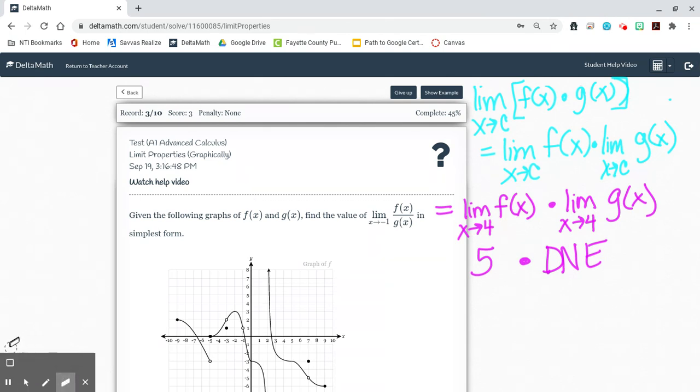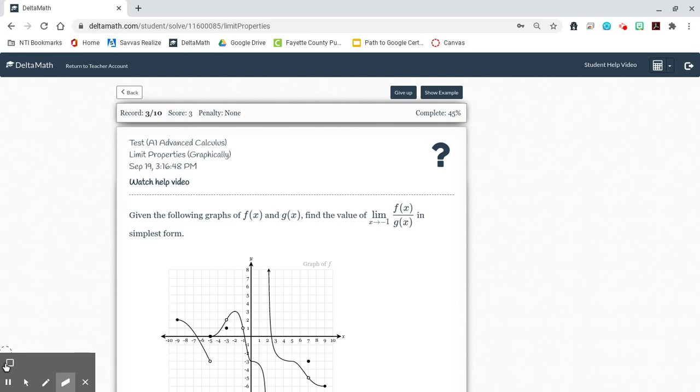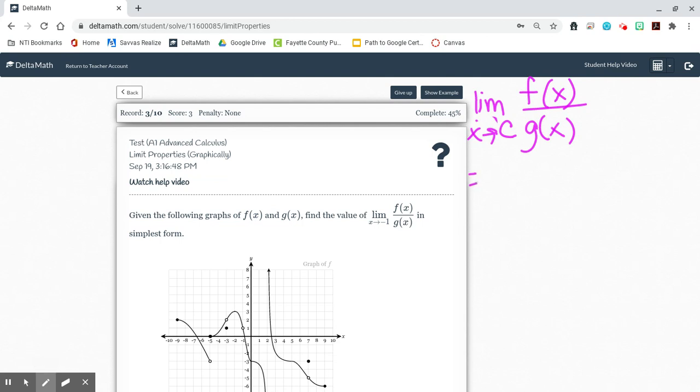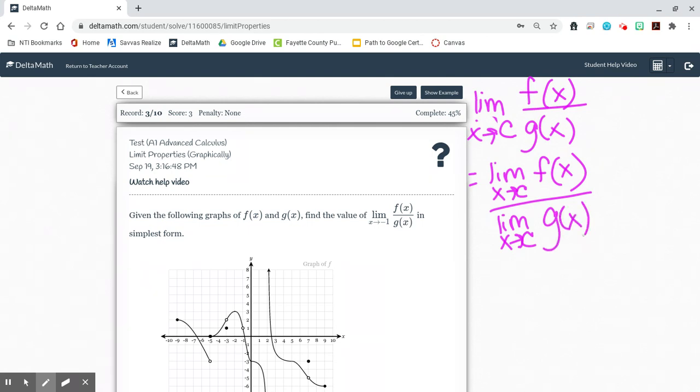Then you'll have some where you're applying the division property. So here's that property of limits. That would be the limit as x approaches c of a function divided by another function. I can find that by splitting it up and finding the limit as x approaches c of f divided by the limit as x approaches c of g. So in other words, find the limits separately and then divide the result.